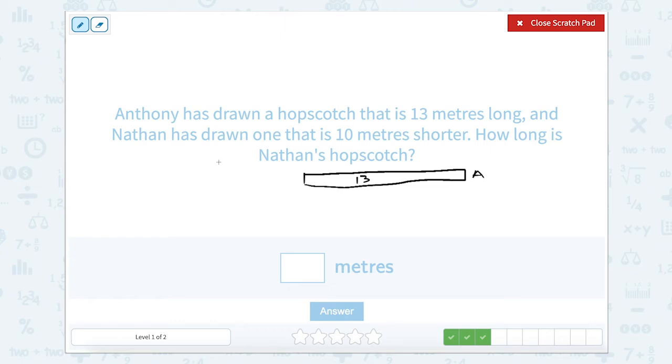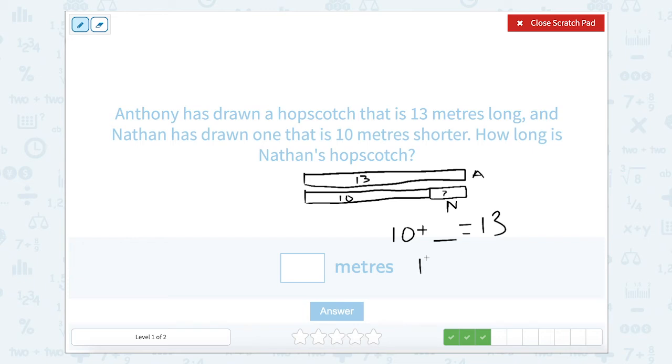And then we know that Nathan drew one, but it was 10 meters shorter. So this is going to be the 10 meters that it's shorter, which means that this leftover piece has to equal the same amount as Anthony's. And this little piece right here is going to be how long Nathan's is. So to figure that piece out, we know that this piece plus this piece, 10 plus this missing piece, equals 13.